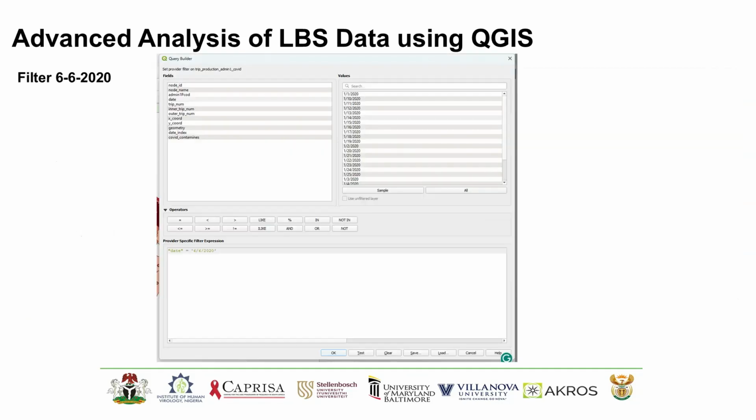Sometimes we want to focus on a specific time period. Using QGIS's query builder, we can filter the trip data to show only trips recorded on a particular date, for example, June 6, 2020. This helps us analyze one day of mobility in detail, perhaps comparing it with COVID-19 trends or intervention measures. By isolating specific days, we can study how movement patterns change during key events or restrictions.